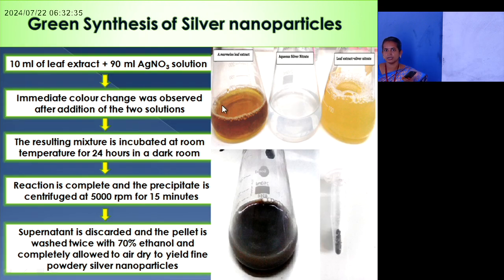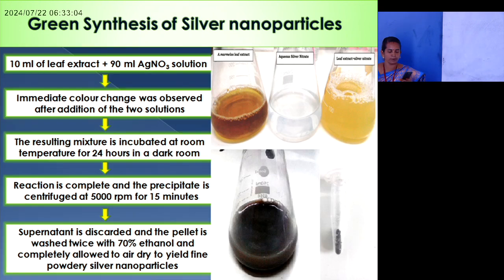This is the color change observation. The first one, brown, indicates the Aegle marmelos leaf extract. The milky white color represents the silver nitrate solution. After mixing for 3 hours, it changes to yellow color. After 24 hours of incubation, complete precipitation is observed. This contains the fine particles of the nanoparticles after completion of air drying.